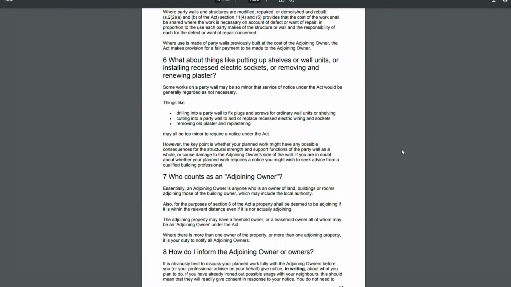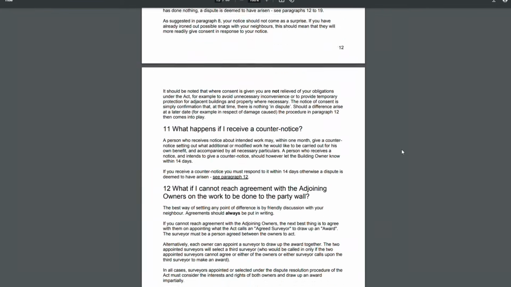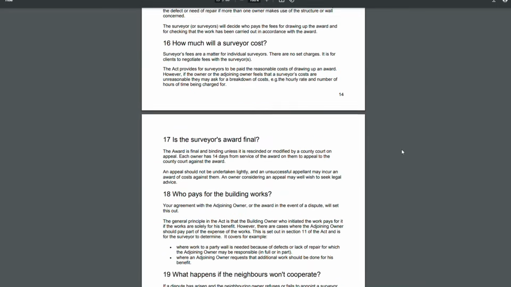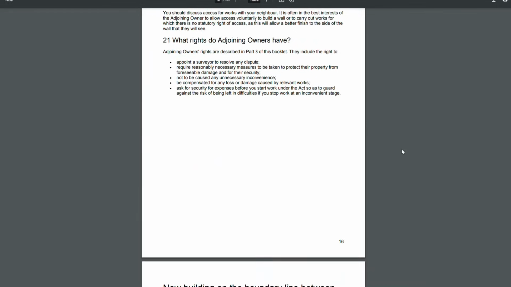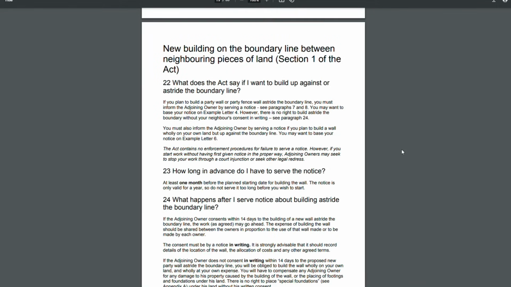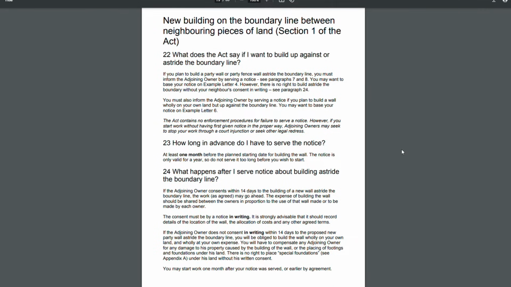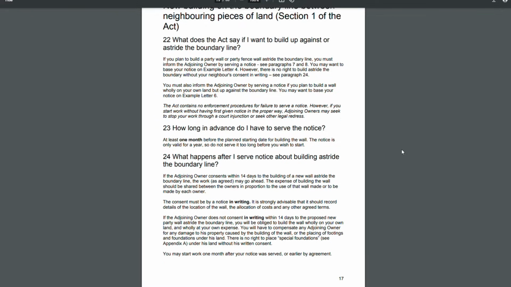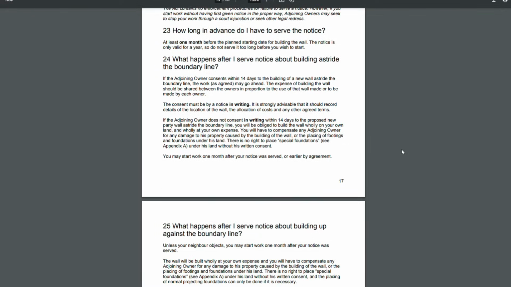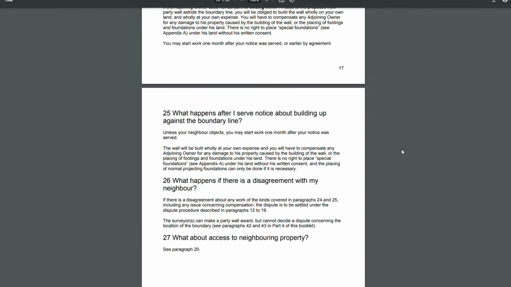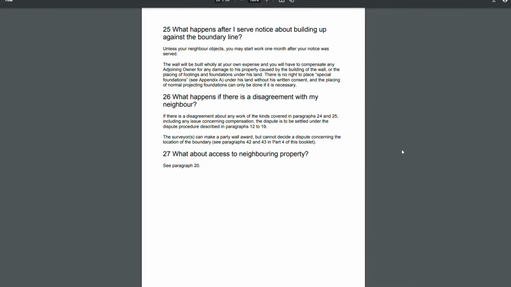There's a lot of information in here that's useful to know, but it tells you what the party wall is. And the key thing we're really looking to do is find the bit that relates to extensions. So if we go through to the section that says new building on the boundary line between neighbouring pieces of land, this is really looking at when you want to build a new wall that's close to the boundary between your property and your neighbour's property.